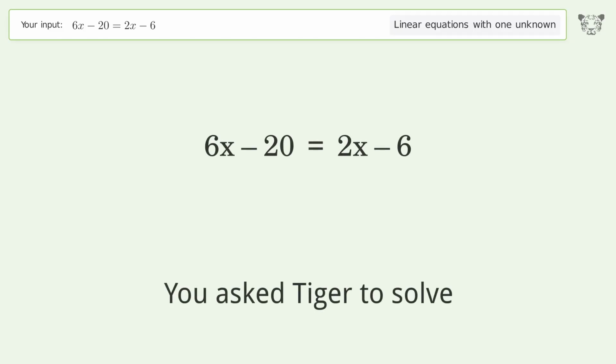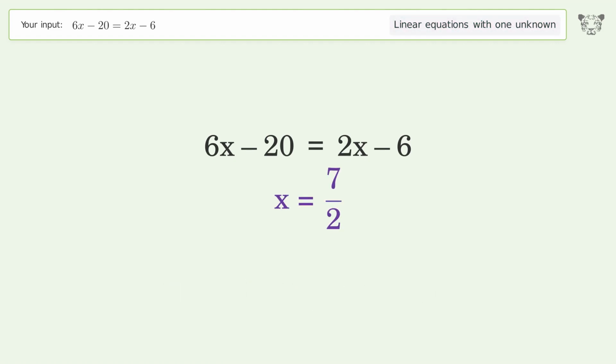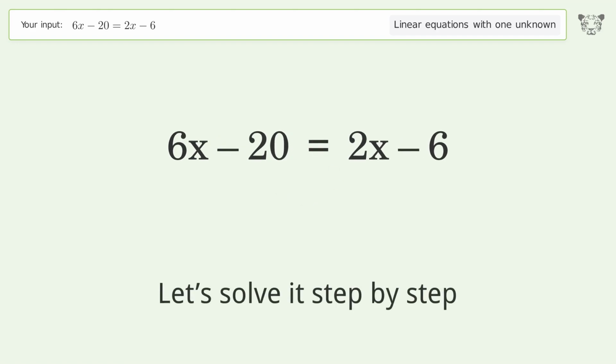You ask Tiger to solve this. It deals with linear equations with one unknown. The final result is x equals 7/2. Let's solve it step by step.